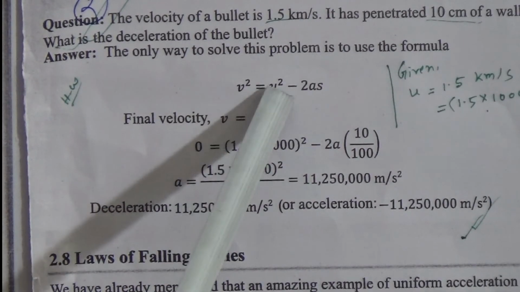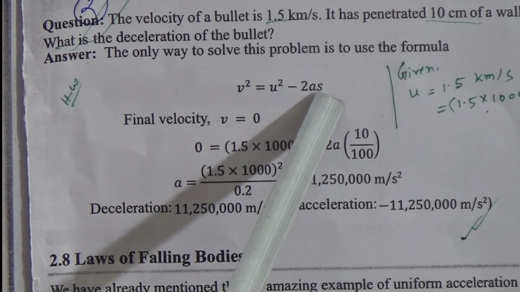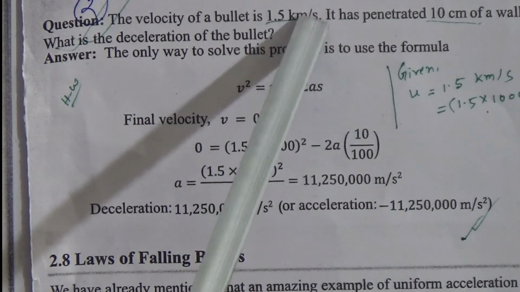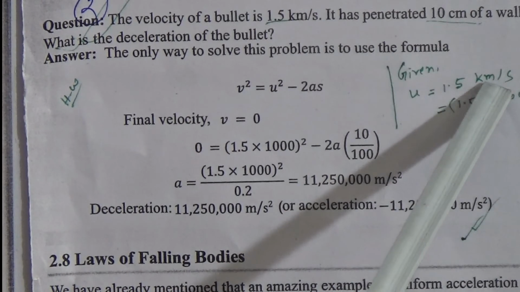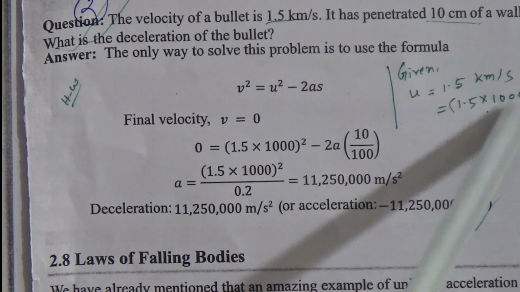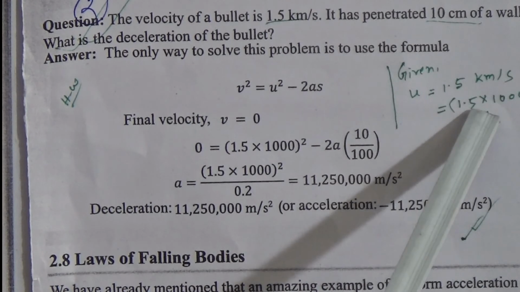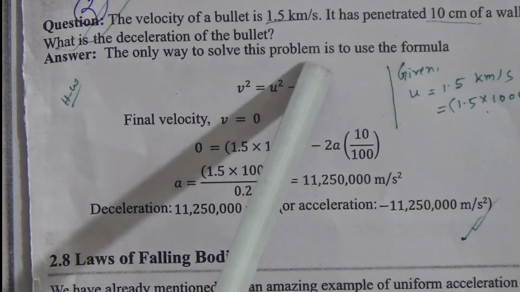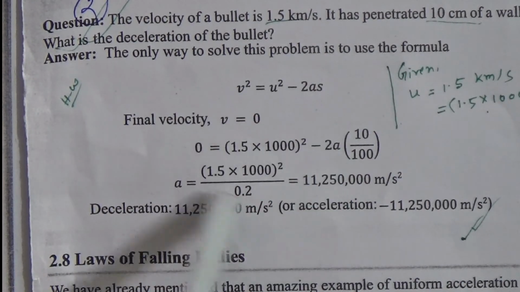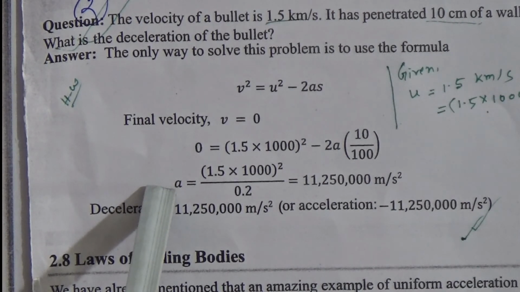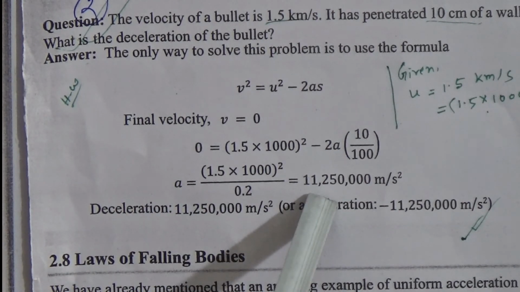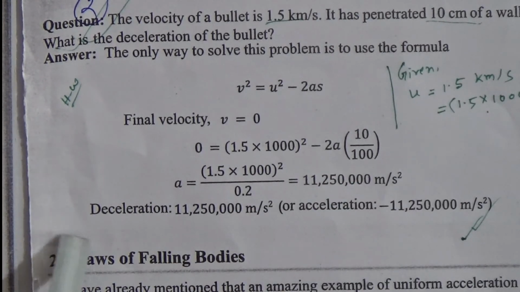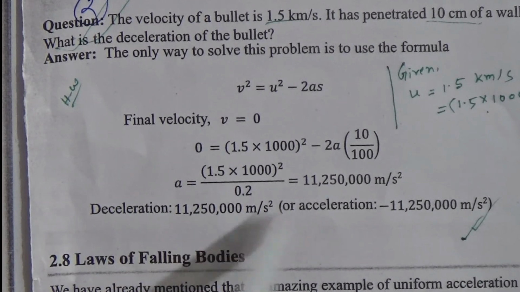We know v square equal to u square minus 2as. Now here the given value u equal to 1.5 kilometer per second. Now we convert kilometer to meter, that's why we multiply 1000 with 1.5. Now here the final velocity is 0. Now we put this value in this equation, then we get the a, that means acceleration, equal to 11250,000 meter per second square. This is our deceleration or negative acceleration.